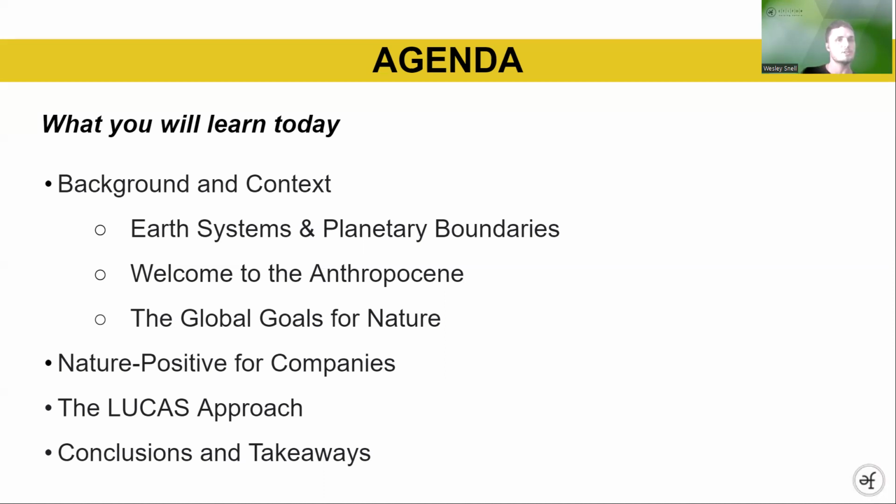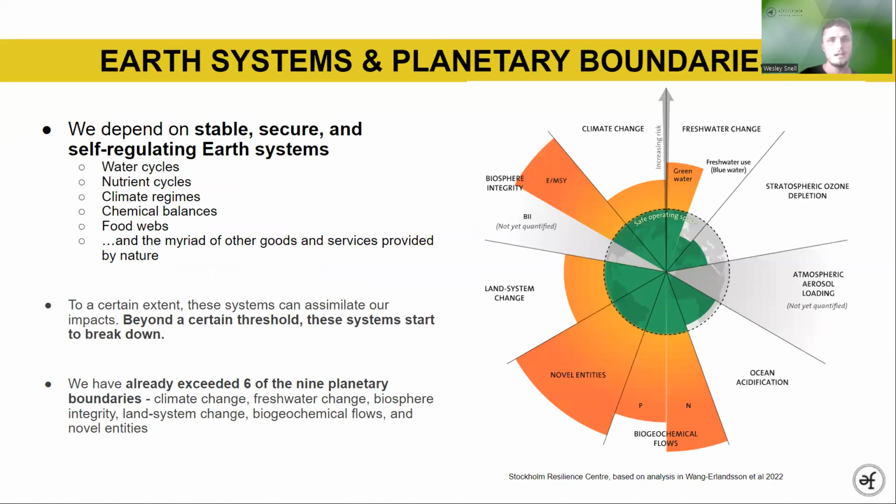If you have any questions, feel free to interrupt me. So the first thing, maybe the most important thing to understand is what is nature positive trying to address? And in order to do that, you need to understand what are the major Earth systems and the planetary boundaries concept. Don't worry about the graphic on the right. I'm going to walk everyone through it, but it's pretty straightforward.